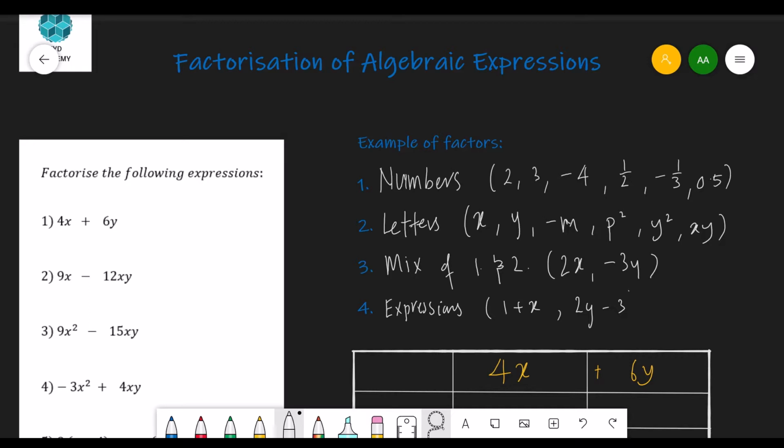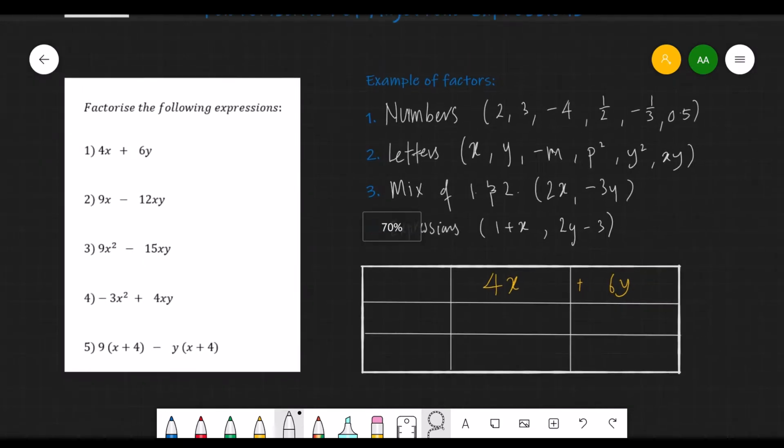So these are 4 examples of factors. You can list them down. If not, you can later rewind to this section and copy down these examples of factors, or you can just pause the video and copy down these notes. So let's move on to the next section.